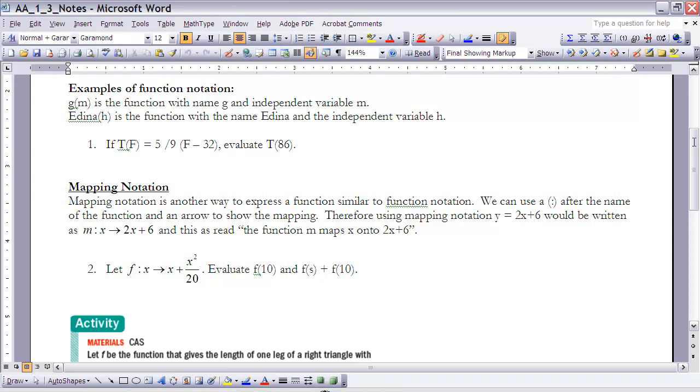If I look at example 1, it says t of f, that's how we read that, remember, is equal to 5/9 times the quantity f minus 32. Evaluate t of 86. If I'm going to evaluate t of 86, that tells me I want to put into my function, where f is, 86. So t of 86 is equal to 5/9 times, instead of f, I'm going to put in 86 minus 32.